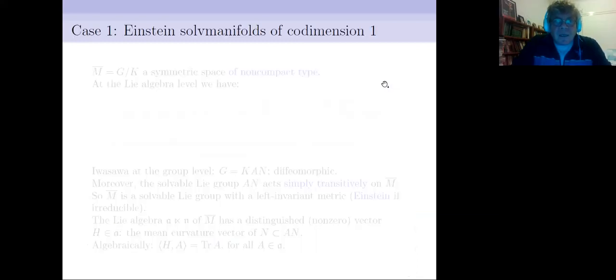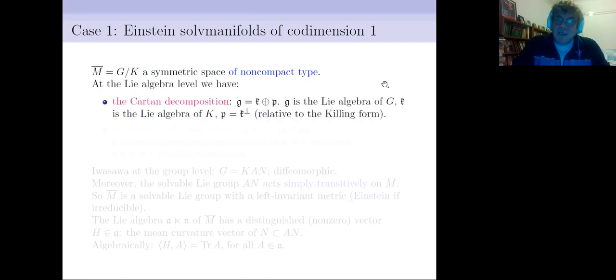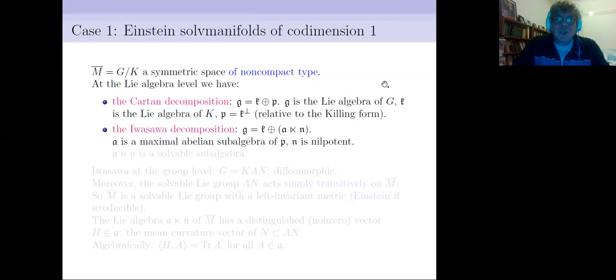Einstein manifolds of codimension 1. What is this? Here we're going to have a lot of Lie algebra. So we have a symmetric space of non-compact type, and of course we have the Cartan decomposition, and we have the Iwasawa decomposition, and we have our maximal abelian subalgebra, and we have the nilpotent n.